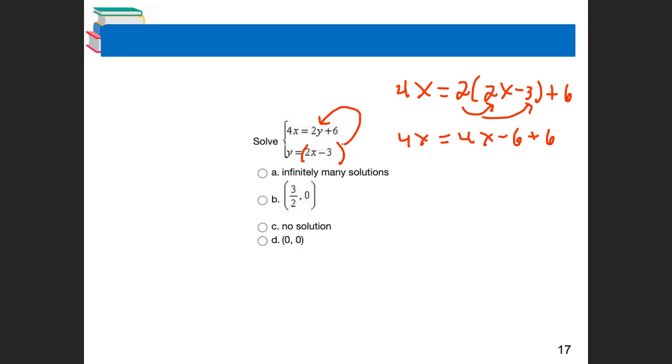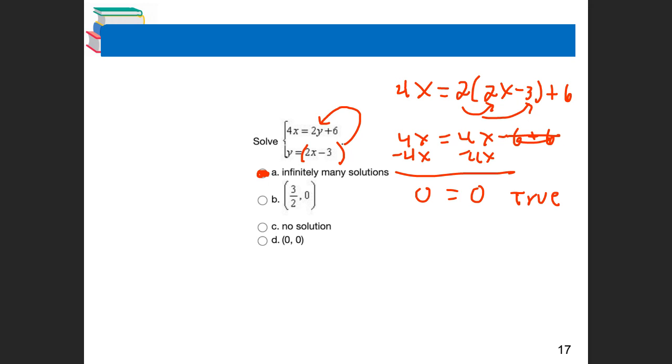Oh, I think we did this one already. The negative 6 and the 6 cross out. So now I'm left with 4x equals 4x. So if I subtract 4x from both sides, I end up with 0 equals 0. This is a true statement. 0 does equal 0. So if it's a true statement, that means I have an infinite number of solutions to the problem.